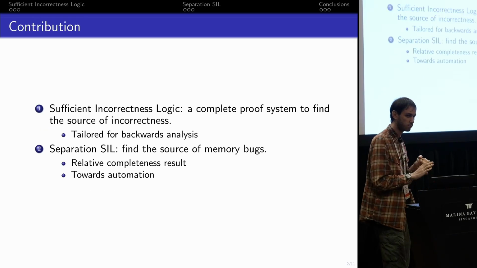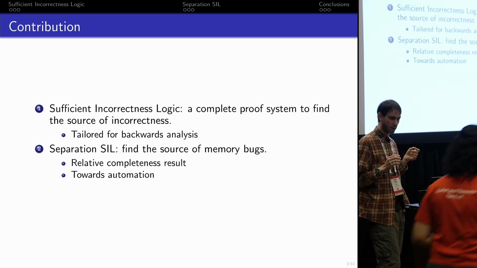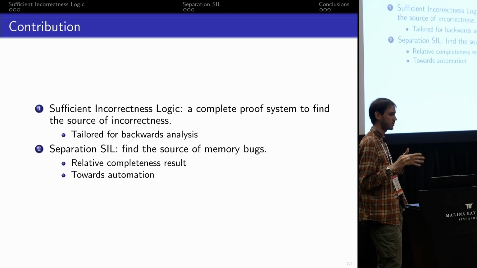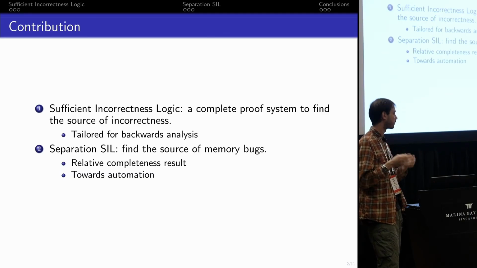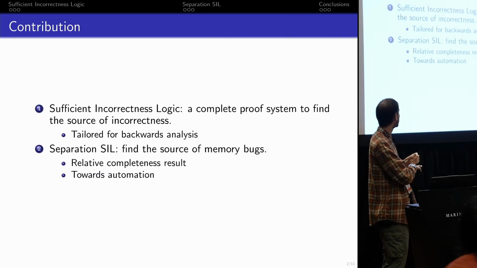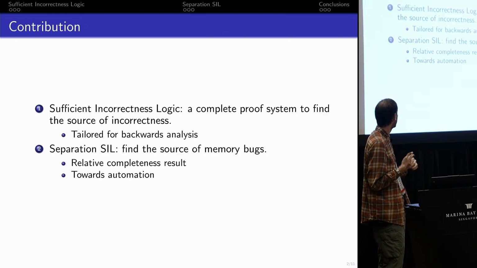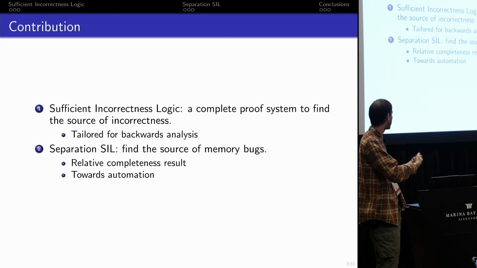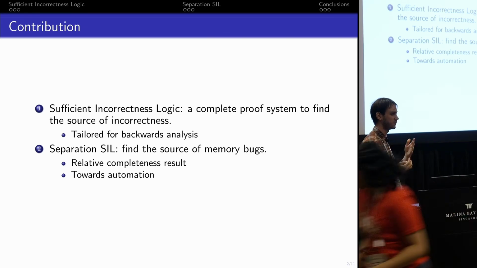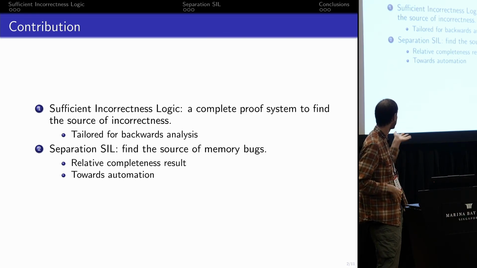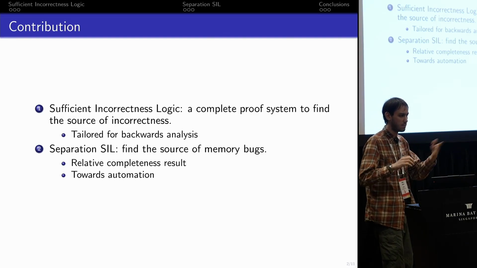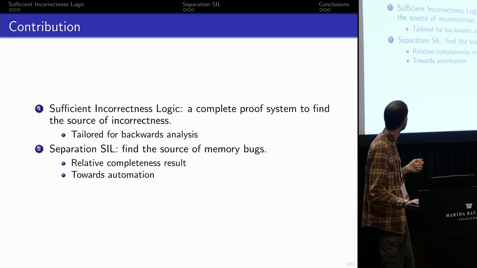So we make two main contributions in our paper. The first one is more conceptual: Sufficient Incorrectness Logic, a proof system tailored for backward inference of the sources of errors. And the second one, the more technical contribution, is Separation Sufficient Incorrectness Logic, a version of Sufficient Incorrectness Logic mixed with separation logic to handle memory allocations and programs with heaps.